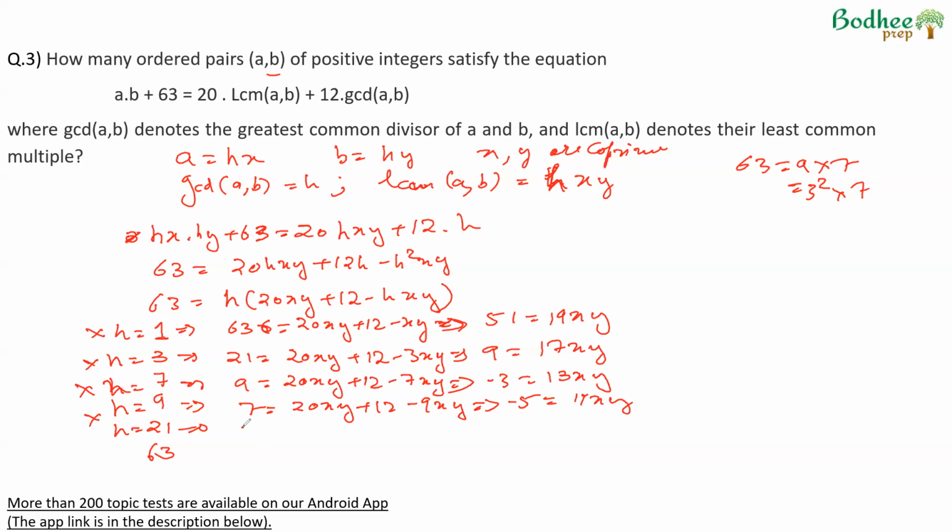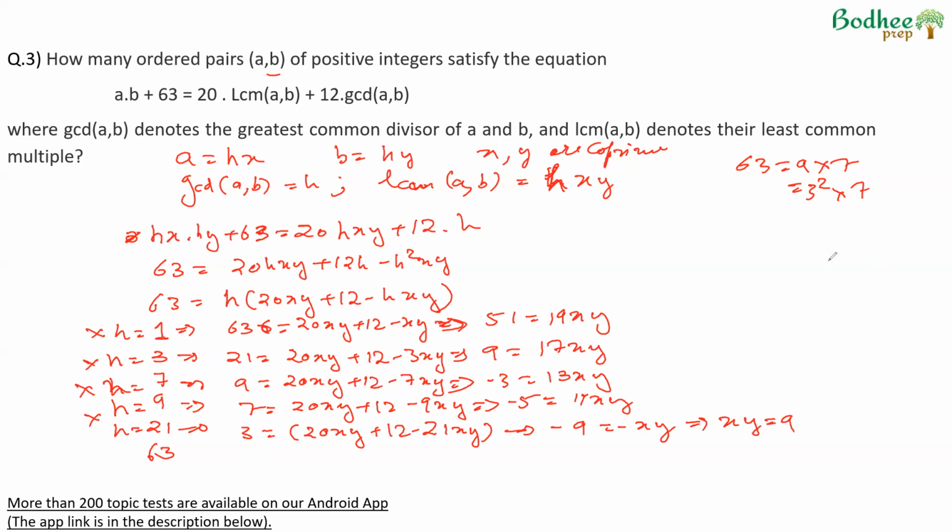63 by 21 is 3, which is equal to 20xy plus 12 minus 21xy, putting the value of h. So this means 3 minus 12, which is minus 9, is equal to 20xy minus 21xy, which means xy is equal to 9. So this is a possibility.